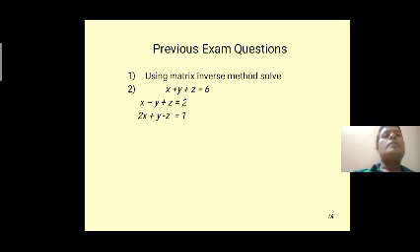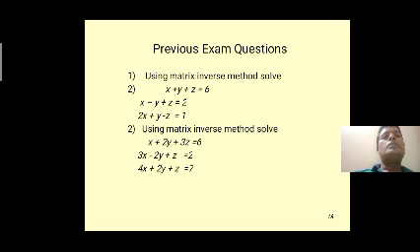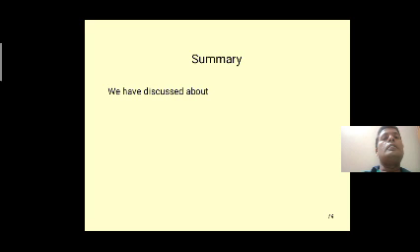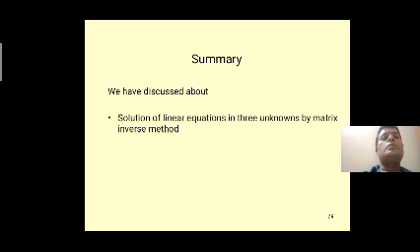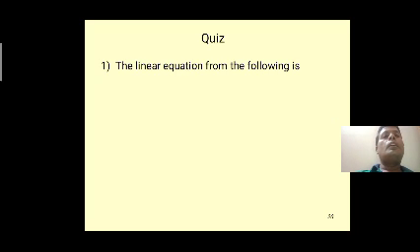We go to the previous examination questions. Using the matrix inversion method, solve x plus y plus z equal 6, x minus y plus z equal 2, x plus y minus z equal 1. Using the matrix inversion method. Now we go to the summary. We have discussed the solution of linear equations in 3 unknowns by the matrix inversion method. Now we go to the quiz.